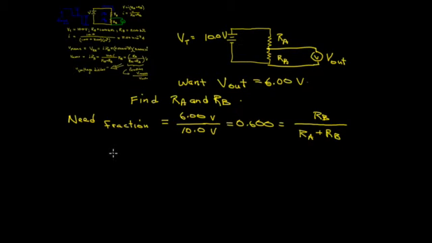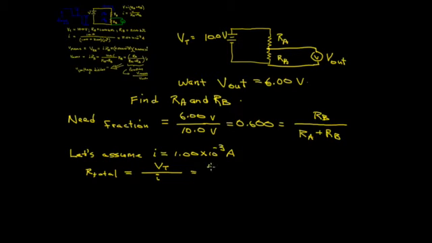Since there are still two variables here to determine, let's impose another relationship or another restriction. Let's imagine that we want to keep the current small so we don't drain the battery very much. Let's assume that we're going to restrict the current to 1 milliamp, or 1 times 10 to the minus third amps. That lets us calculate the total resistance from the ratio of V total over the current I.